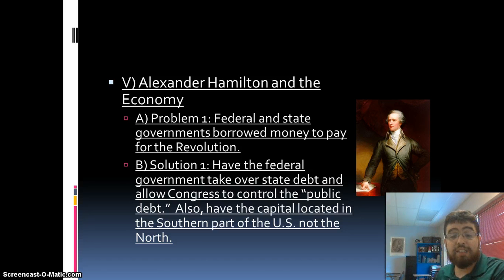So their solution is that the federal government take over all the states' debts and allow Congress to control what we call the public debt, or the debt that is owed by our government. So yes, Congress, our legislative branch, has what we call the power of the purse. They have the ability to say how much money we have, where we put that money, and how we borrow money.